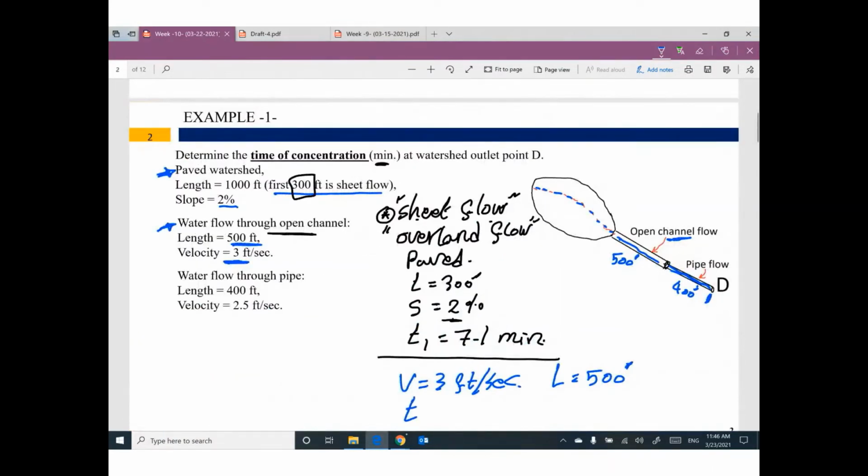So T2 equals length in feet divided by velocity in feet per second. The value will be 166.67 seconds. You can convert it to 2.8 minutes.